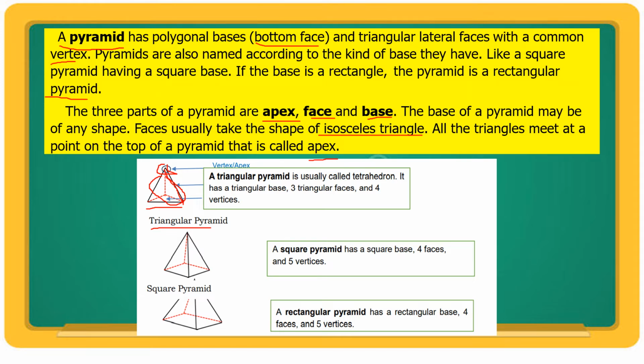Next, we have the square pyramid. A square pyramid has a square base, 4 faces, and 5 vertices. Next, we have the rectangular pyramid. So it has a rectangular base, 4 faces, and 5 vertices.